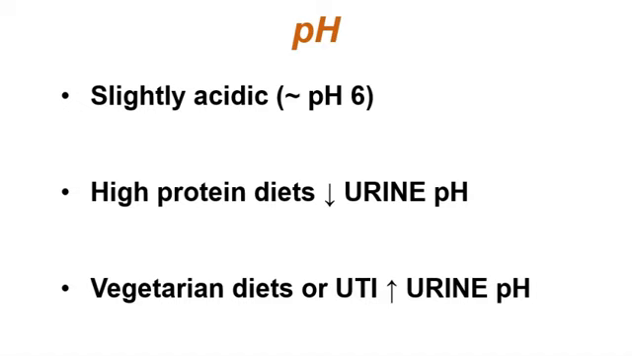Urinary tract infections can also increase the pH of urine because bacterial metabolism of infectious bacteria produces alkaline substances, and most of the bacteria that infect humans do well in alkaline environments, and so those bacteria tend to create alkaline environments in the places that they inhabit.